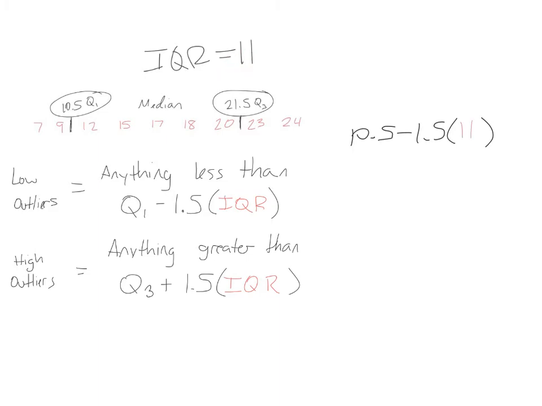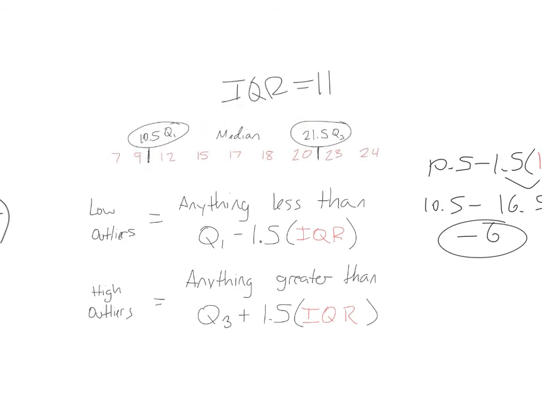Okay, so what's 1.5 times 11? Well, if you do 1.5 times 11, you have 1 times 11 plus a half times 11, and that gets you 16.5. Okay, so let's do 10.5 minus that 16.5. So it's 10.5 minus 16.5. You end up getting negative 6. Okay, so the low outliers for this data set are going to be anything less than negative 6.